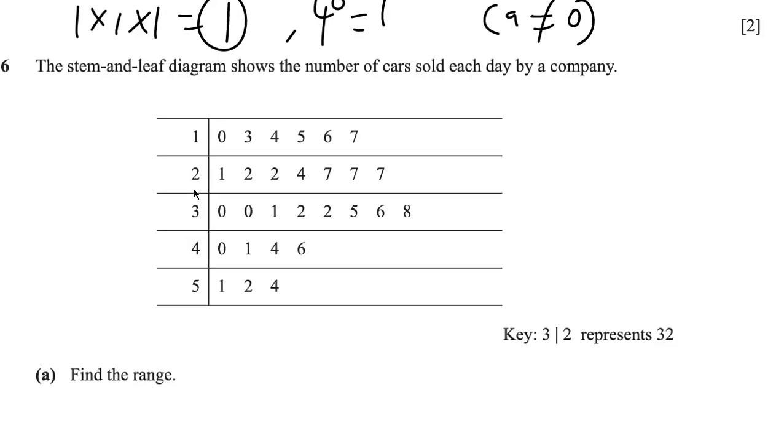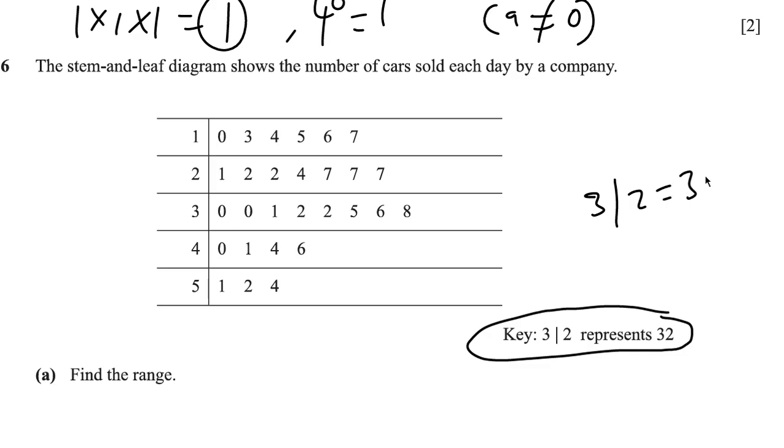Okay, sixth question says, the stem and leaf diagram shows the number of cars sold each day by a company, right? And then it's important to take note of the key given in the question, right? You could see that 32 represents 32 cars, right? So the first question goes on to say, find the range.